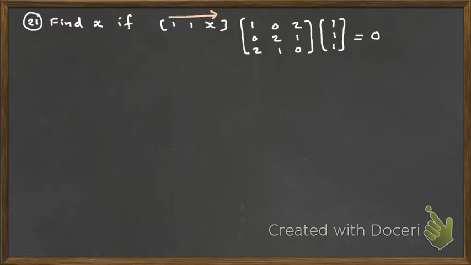So continuing with matrix multiplication questions, here I have a question. It says find x, or they could say solve, if the 1 x 1 matrix multiplied with a 3 by 3 matrix here into another 3 by 1 matrix is equal to 0. So it's the product of 3 matrices.